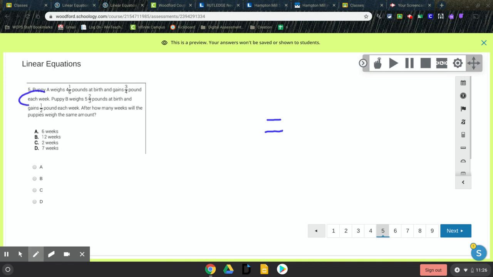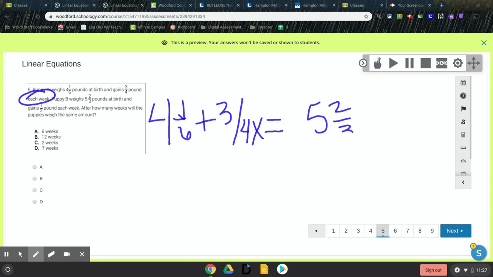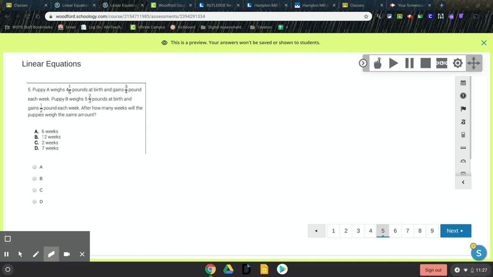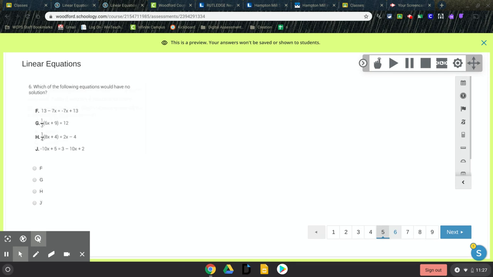And if you see something like each week, then you know that one's going to be coupled with an x because that's multiplication. So one is 4 1/6. The other one is 5 2/3 at birth and gains half a pound each week. Draw your line, follow your steps of multi-step equations, plug these variables in, whichever one you get, plug it in, plug those answers into your variable, and make sure that it makes a true statement to check your answer.